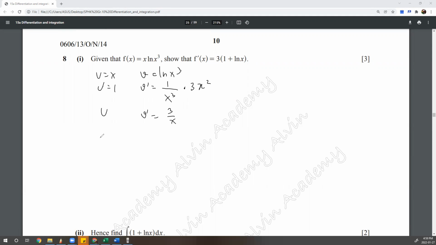Why do I have to write it down? So y prime equals u prime v plus u v prime, and you can prove it equals this. Okay, next.